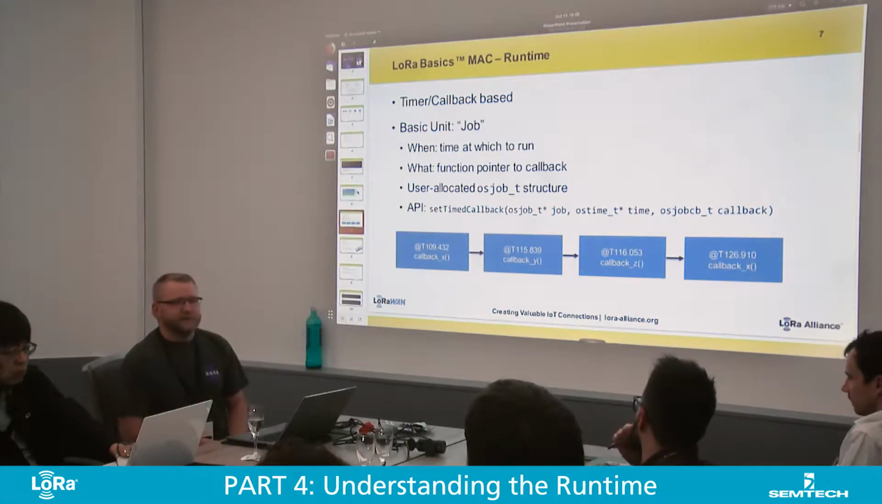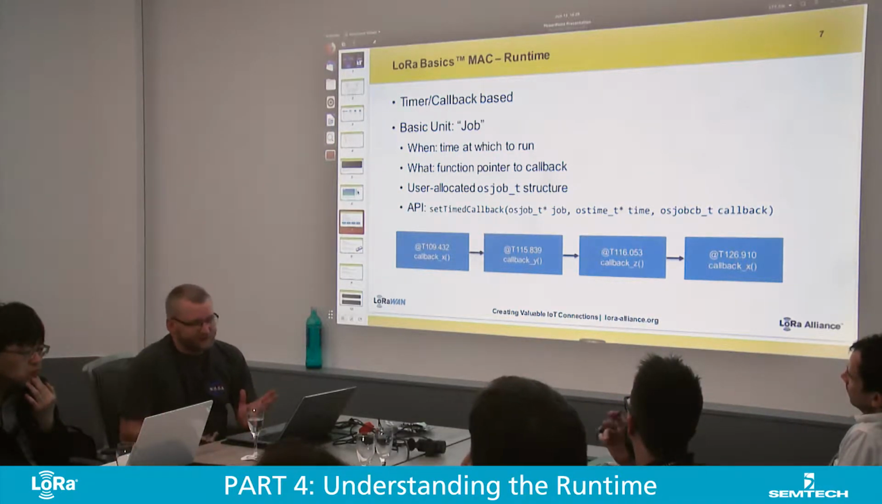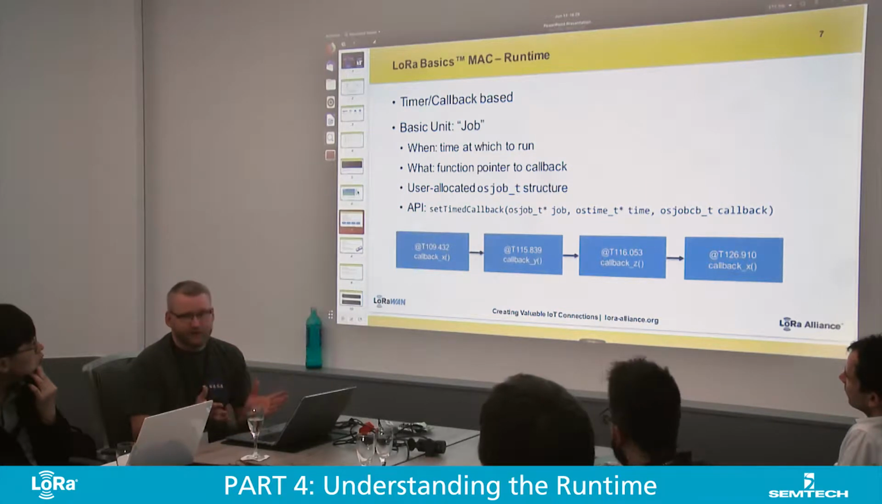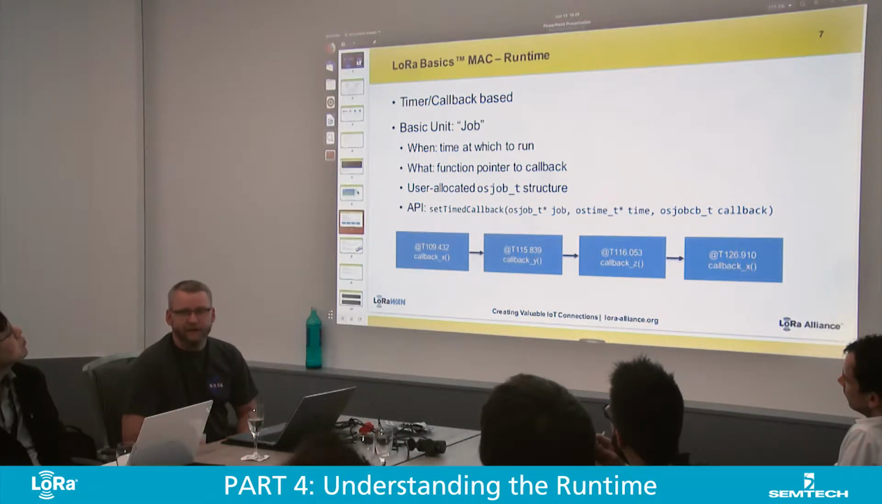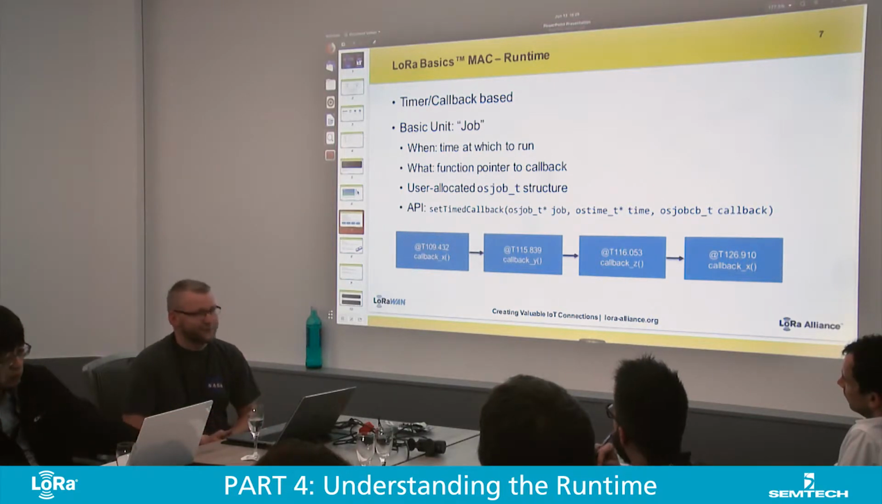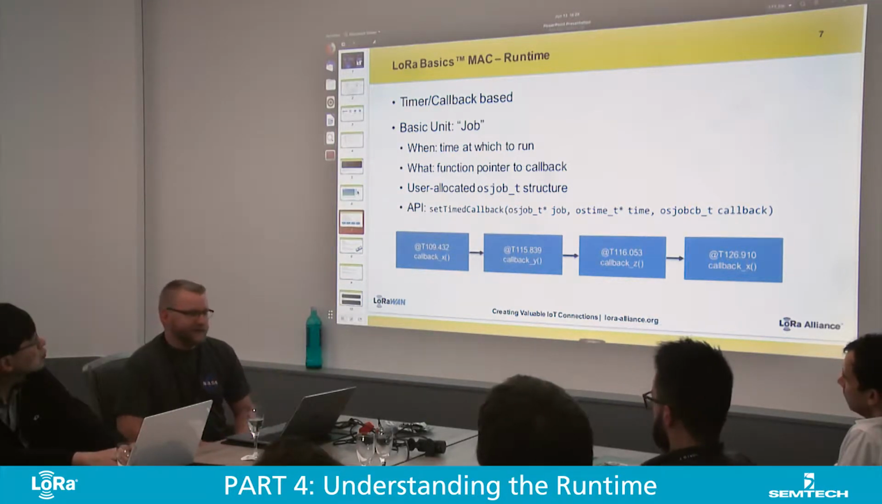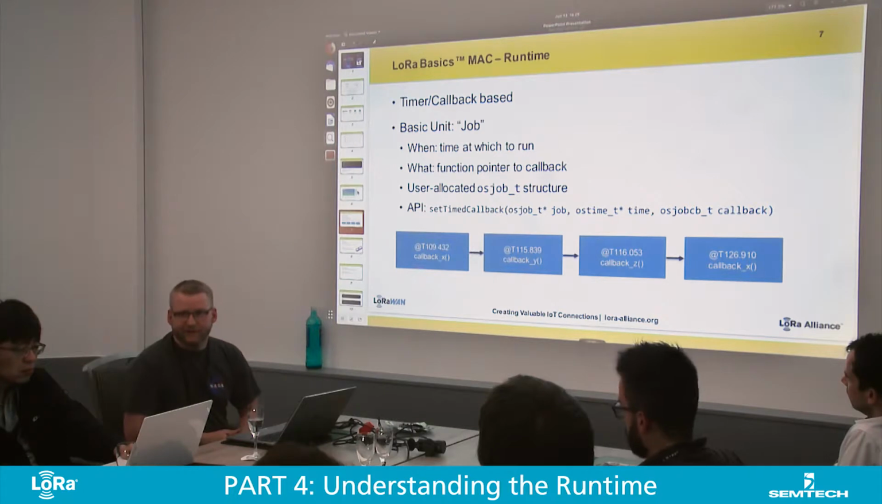So the runtime that we have is timer callback based, and its basic unit is a job. And a job is basically just two things. It's a when and a what. So it's when do I want to run something and what should be run at that specific time. And the when is an absolute timestamp, and in the track map, the unit is usually a tick of the 32 kilohertz timer clock. If you have one, it doesn't need to be, but that's what it is in most cases. And so that's what the time base is. So that's the time that you would give to a job, and then you would give it a function pointer that is then executed.